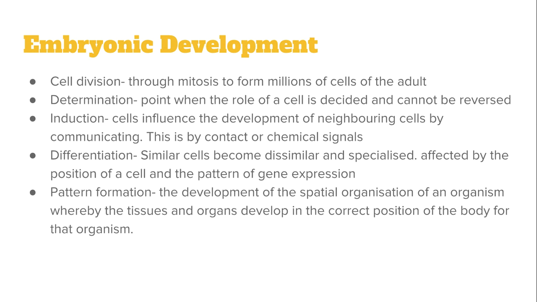We then go into cell differentiation, where similar cells become dissimilar and specialized, and this is affected by the position of a cell and the pattern of gene expression. And then the last one is the development of spatial organization of an organism. This is where the tissues and the organs develop in the correct position for that body and for that organism for correct development.